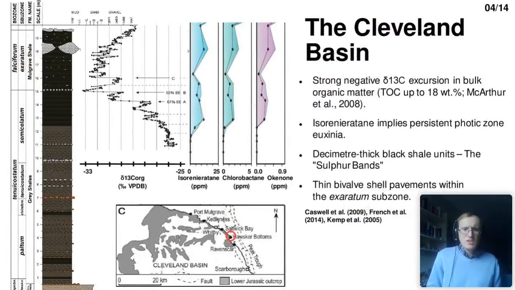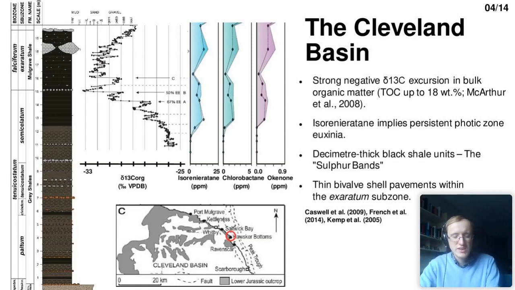So for the Cleveland Basin, I'll just walk through the stratigraphy quickly, so you have an idea what we're dealing with. It's a succession of shallow marine mudrocks, which are divided into the Grey Shales, and overlying that, the Mulgrave Shale Member, which is deposited in the Exaratum subzone. I'll use that term throughout the talk, so it's useful you know what it means. The Exaratum subzone is also characterized by a negative carbon isotope excursion in marine organic matter, which indicates carbon burial, and also high levels of isorenieratane, which is a carotenoid biomarker.